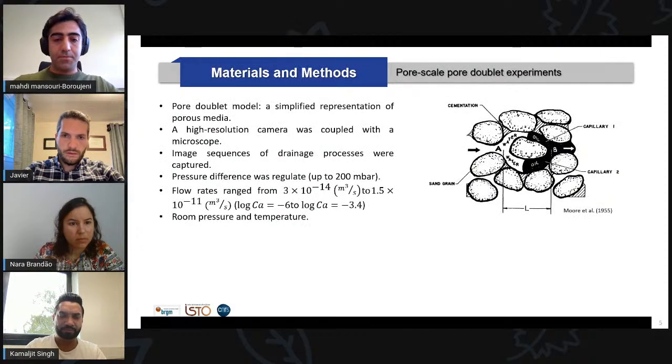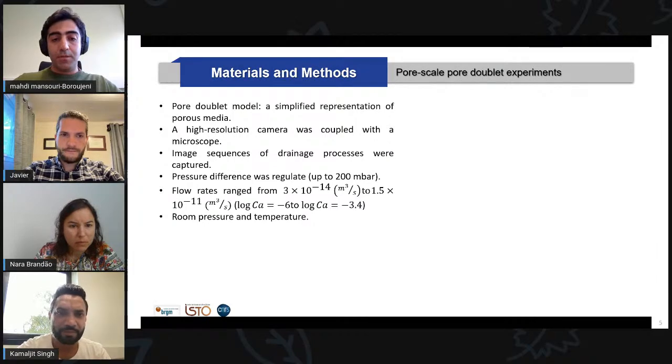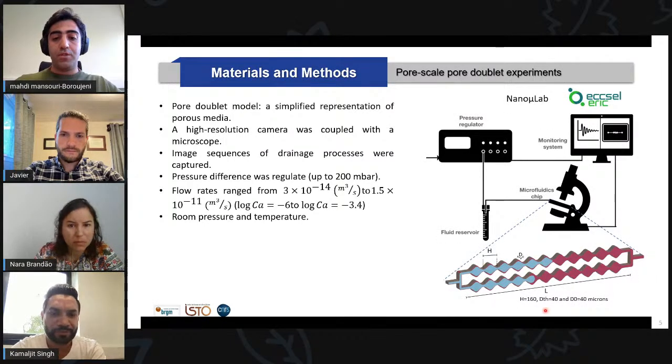To overcome this problem, we take the pore doublet model, a concept first presented to explain how petroleum was being trapped during water flooding in porous media. By modifying this model and adding some pores and throats to each of these capillaries, we have a succession of pores and throats as our porous medium.